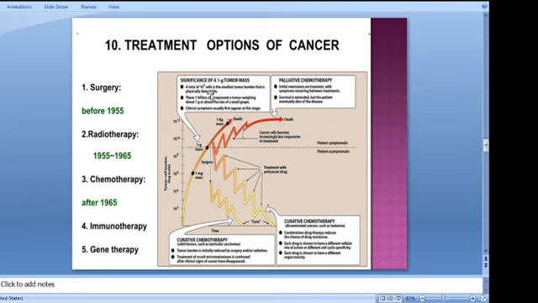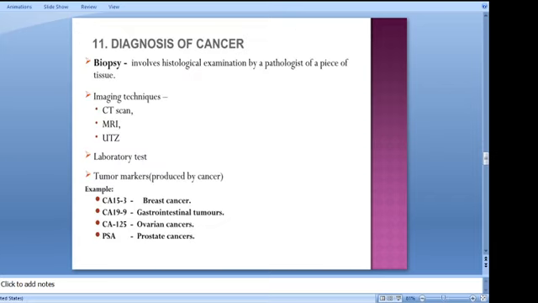So this has significance for various palliative chemotherapy and curative chemotherapy. All these things are happening for the treatment of cancer. Now we can go to how you will diagnose cancer. How will you diagnose the cancer, right?